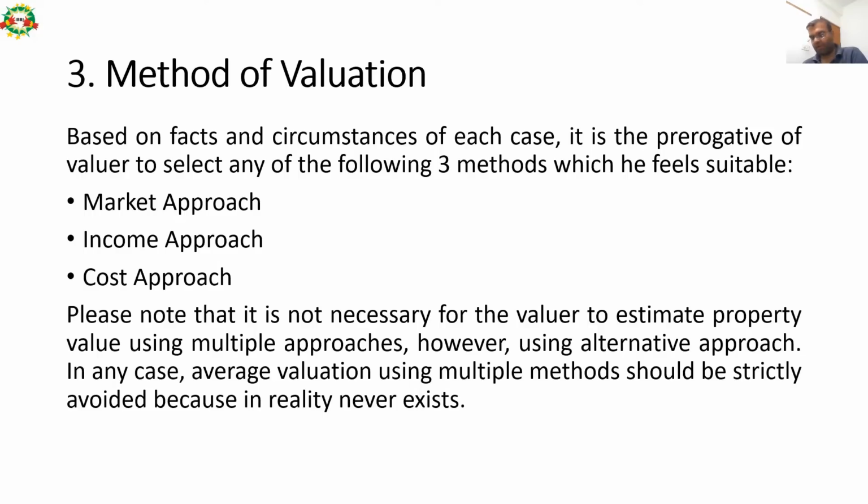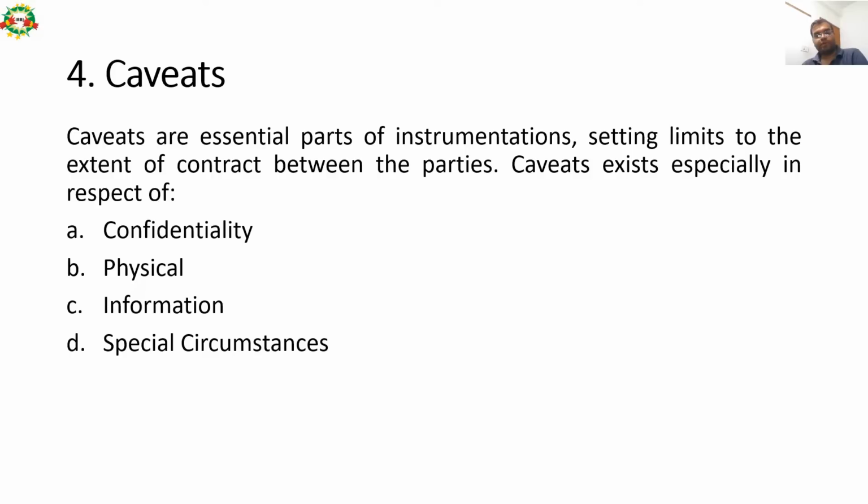So you have to, as a valuer, decide normally on one method of valuation. You should give justification for why you have taken that approach to do the valuation. You should be clear about that in case somebody asks you in future. And once you've decided the approach, then you should calculate the value of the property using that approach only. So the next, fourth important point is caveats, which should be mentioned in the report.